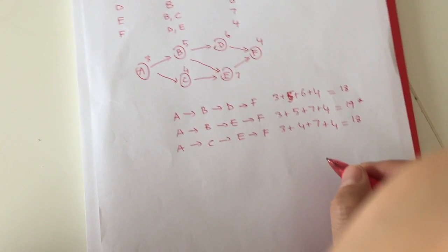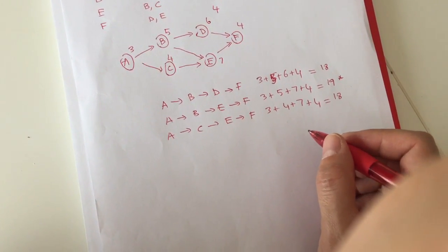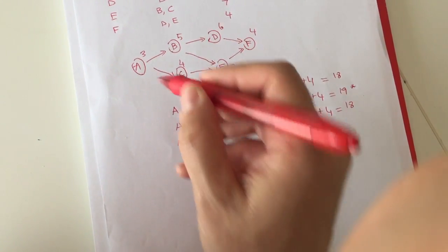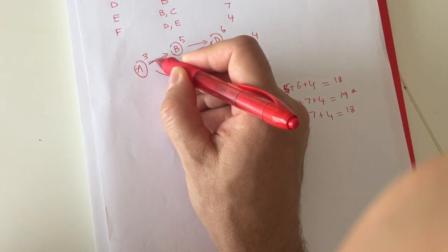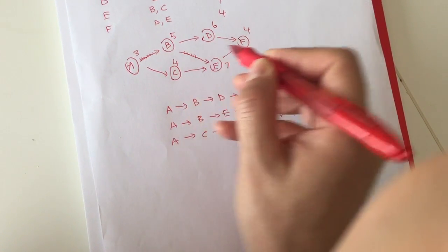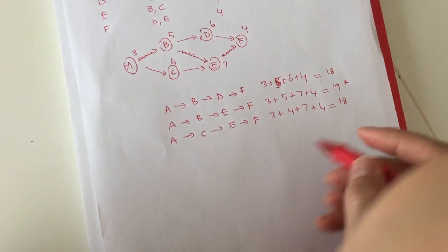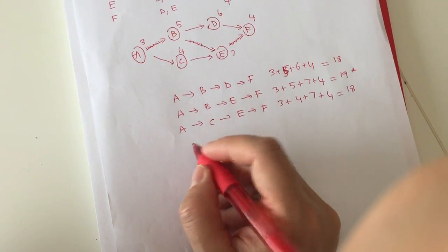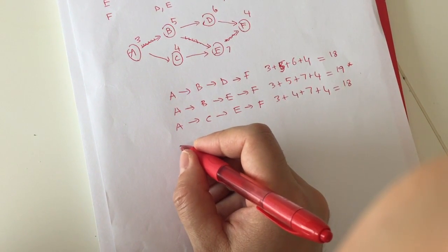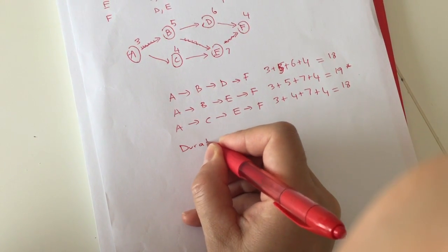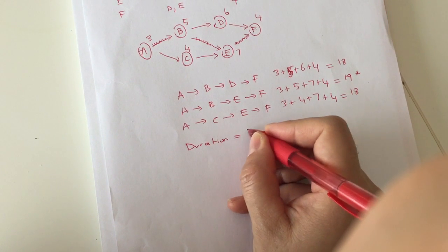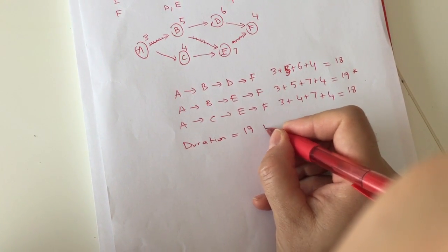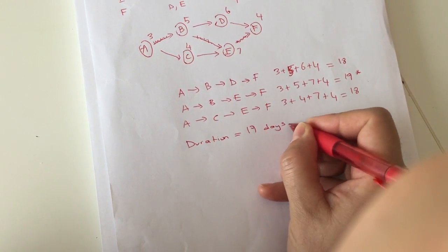So I determined that ABEF takes the longest duration. So this is my path, ABEF, and that determines my project duration. And I'm going to say that the duration of my project is 19 days, whichever the time period is.